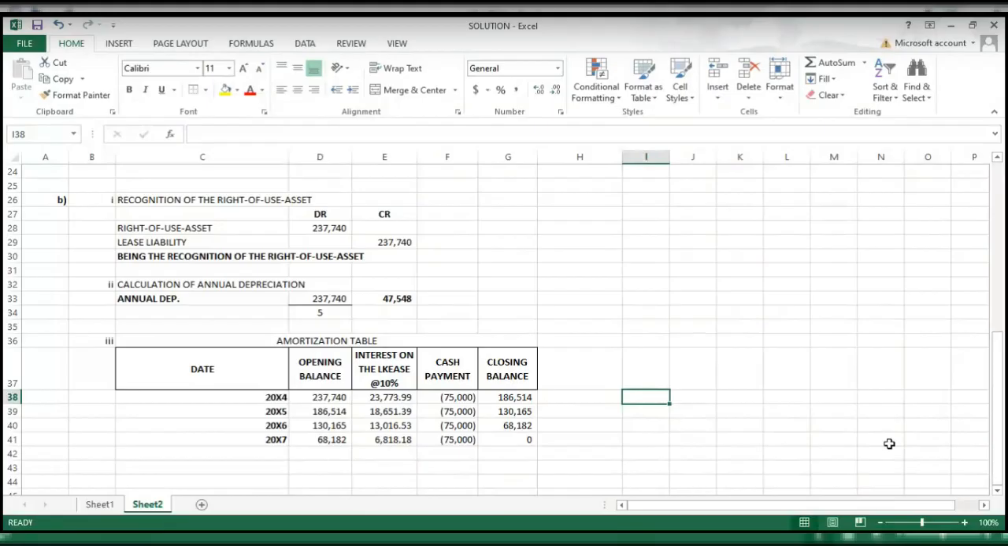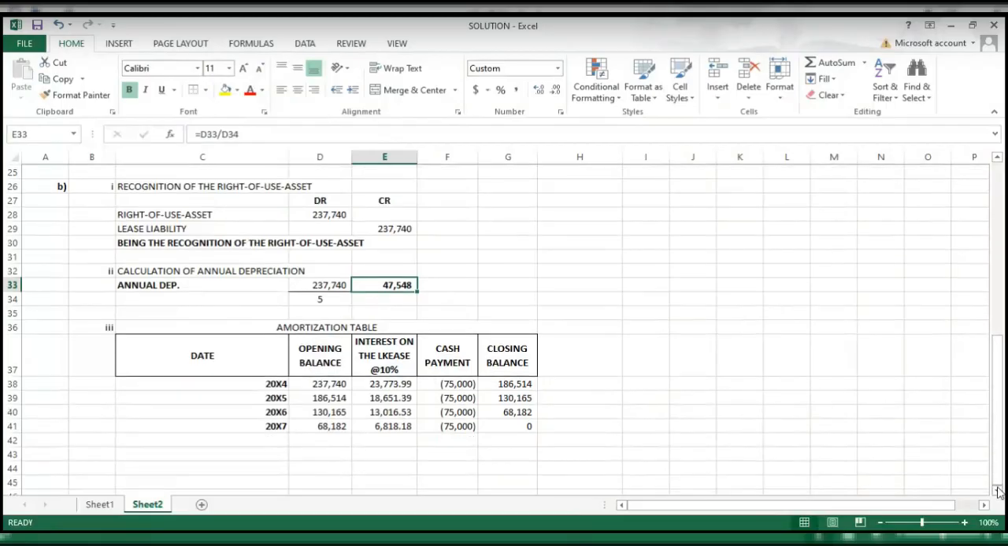So from this amortization table, we have the amount of interest expense that must go to profit or loss, together with the depreciation charges on the lease every year. Those are the items that will affect the statement of profit or loss. While these closing balances will go towards both current and non-current liability, and the asset at cost is 237,740 less accumulated depreciation every year. That's what we are taking now.